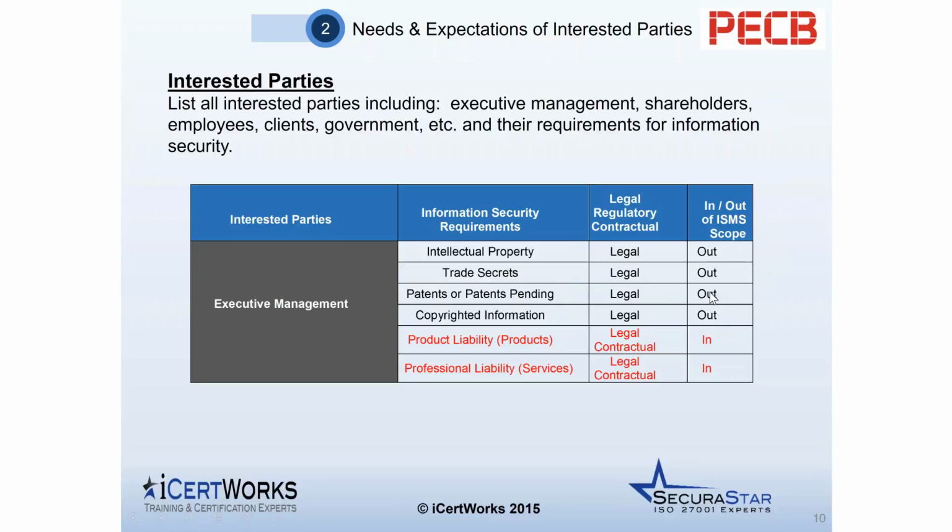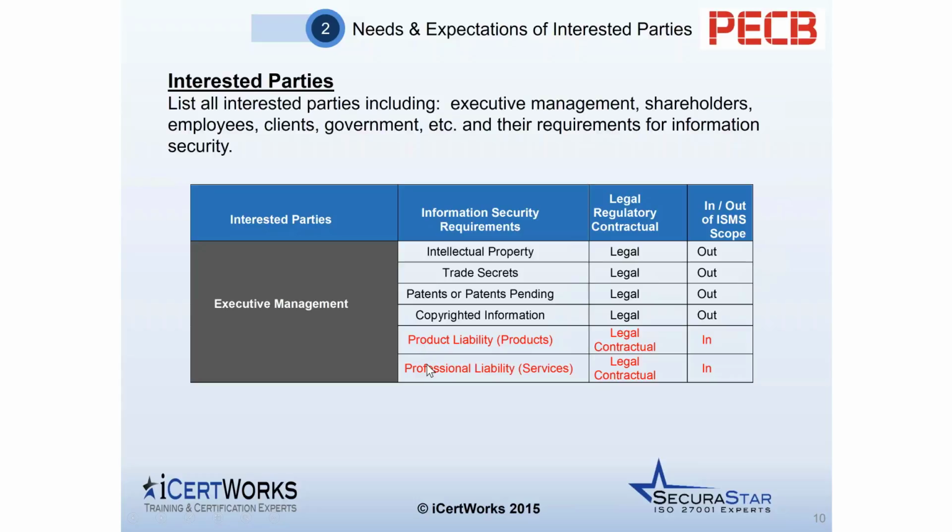And this might be different for every company. It just depends on what executive management is interested in. You can also see here copyrighted information, legal, in or out. And then we're going to get to something which I've highlighted on purpose, because a lot of times the scope has to do with your product or professional liability. That is, what do your clients find as interested? You might also see information in products or professional liabilities when you get to the client interested parties. They may say the information found in products and the information found in professional services that you're providing your client.